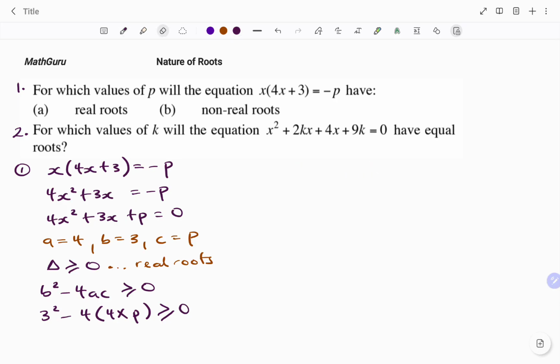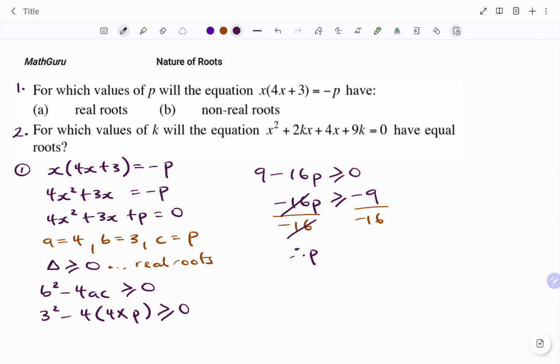I'm going to move to my right hand side. I have 3 squared, that's 9, minus 16p must be greater or equal to 0. Moving my 9 to the right hand side, I'm left with minus 16p must be greater or equal to negative 9. To find p, I'm going to divide both sides by negative 16. Whatever you do on your left, you do on your right. Negative 16 divided by negative 16, that's 1.